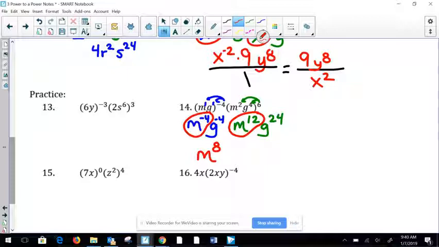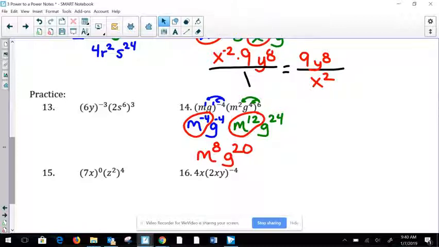All right, now I look what's in that circle. I have like bases again. So g, what is negative 4 plus 24? Awesome, 20. Do I have any negative exponents? Nope. So I'm all done. And that concludes our lesson of a power to a power. So remember, when you have a power to a power, you multiply, multiply.